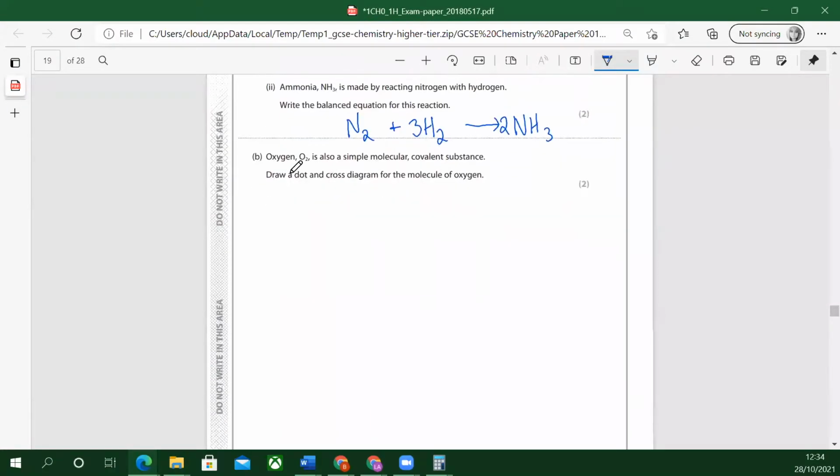Oxygen, O2, is a simple molecular covalent substance. Draw a dot and cross diagram for the molecule of oxygen. So we've got 2 oxygen atoms, just O2. So O for oxygen in the middle, another O for oxygen. It's covalent, so let's draw a circle and then an overlapping circle. Now, if you can't remember the number of electrons in oxygen, we can go to the periodic table. It's always at the back.